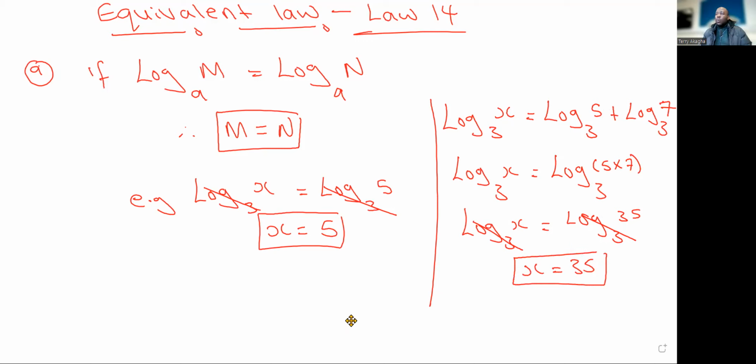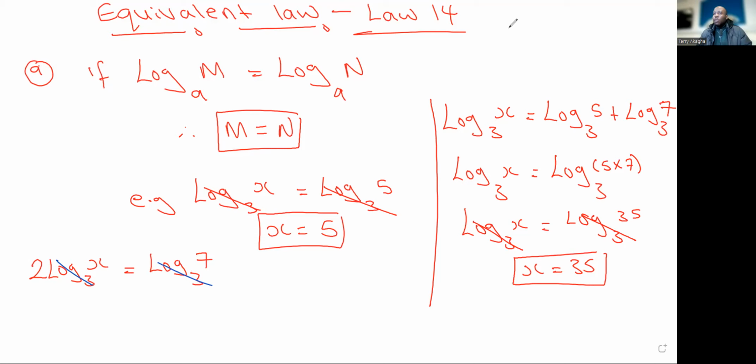Also, another thing to note is that you cannot apply this law, for instance, when we have 2 log 3x is equal to log 3, let's say log 3 of 7, for instance. Now, because there's a number here, you can't just come and say you want to cancel it like this. This is wrong. Before you cancel, there should be no coefficients in front of the log.